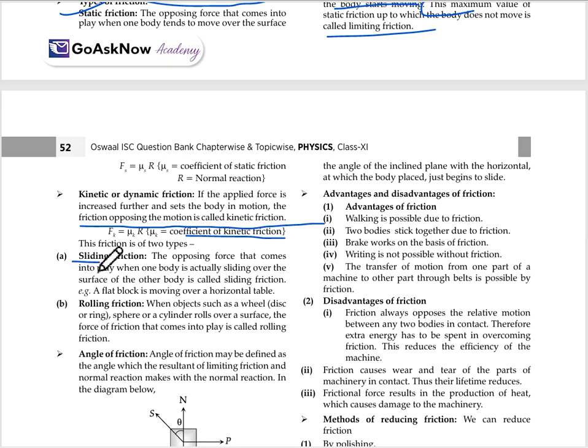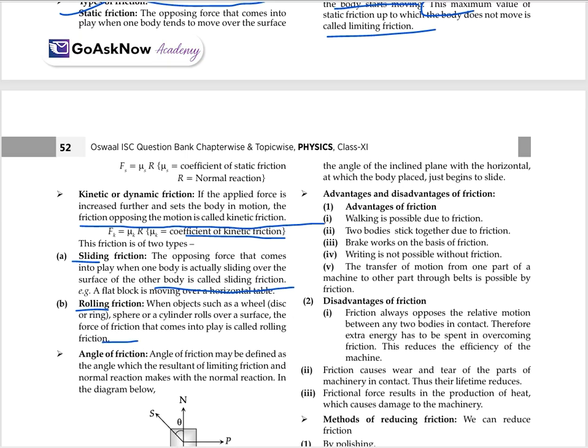From the word itself we can see, it's sliding friction and rolling friction. The opposing force that comes into play when a body is actually sliding over the surface of another body is called sliding friction. A flat block moving over a horizontal table is sliding. Rolling: when a body like a vehicle wheel, disc, sphere or cylinder rolls, the force of friction that comes into play is called rolling friction.